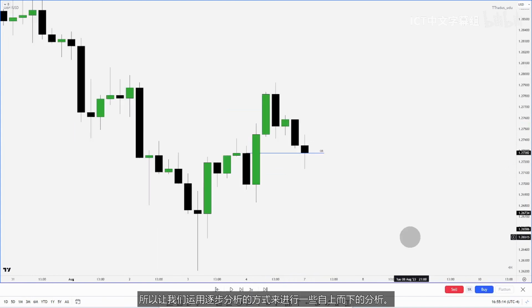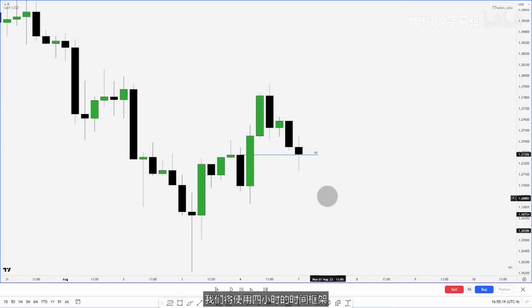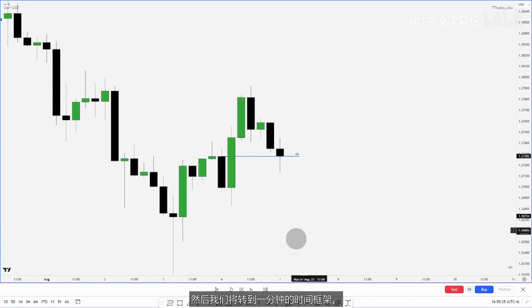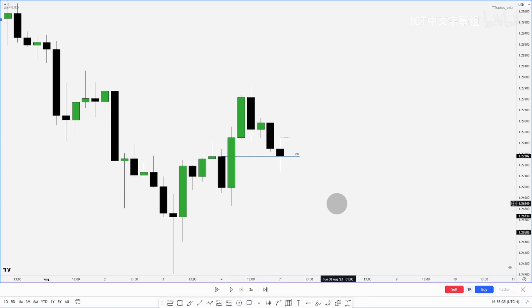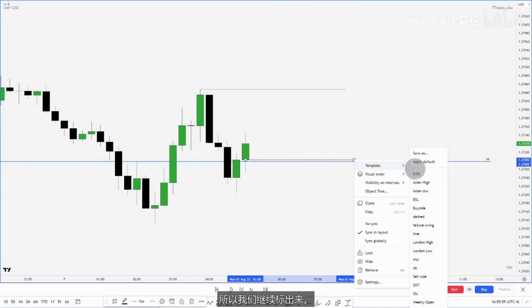So let's run through some top-down analysis using intraday bias. For this example, we'll use the 4-hour we were already talking about for our bias here, and we will drop down to the 1 minute time frame. Let's just take a look here, and we can mark out our previous 4-hour high as our drawn liquidity, right? We can expect price to expand higher. However, let's just stick with that as our drawn liquidity. So here we are on the 15-minute chart, and this is our new 4-hour candle open. So we'll go ahead and mark that out.